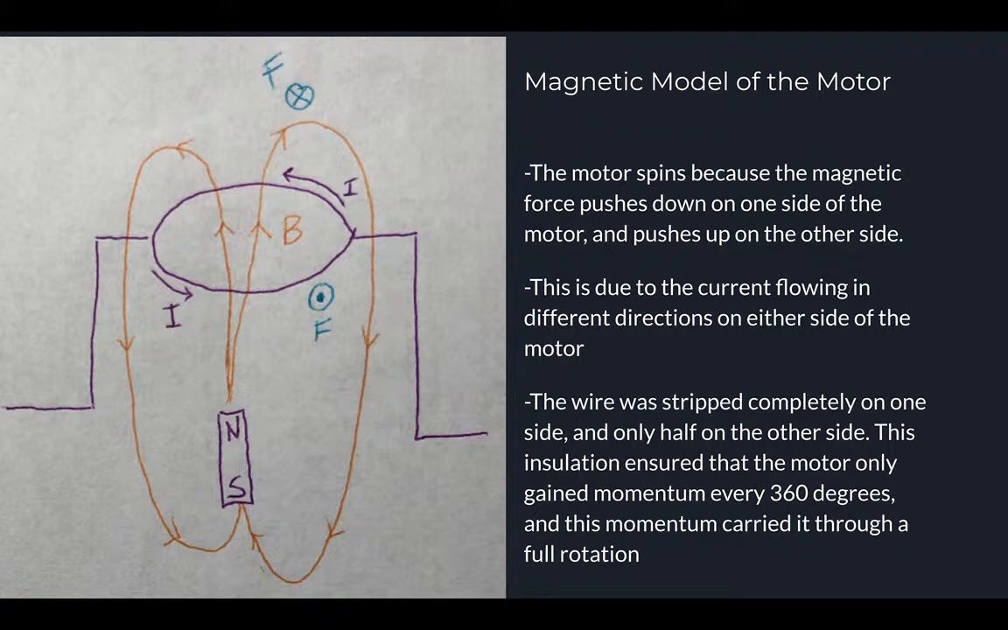The moving charges in the motor experienced a magnetic force, which drove the motor. This is the magnetic model of the motor. The motor spins because the magnetic force pushes down on one side of the motor and pushes up on the other side, as indicated in blue. This is due to the current flowing in different directions on either side of the motor. The wire was stripped completely on one side and only half on the other side. This insulation ensured that the motor only gained momentum every 360 degrees, and this momentum carried it through a full rotation.